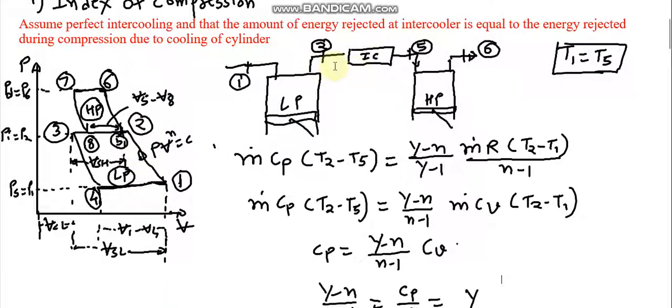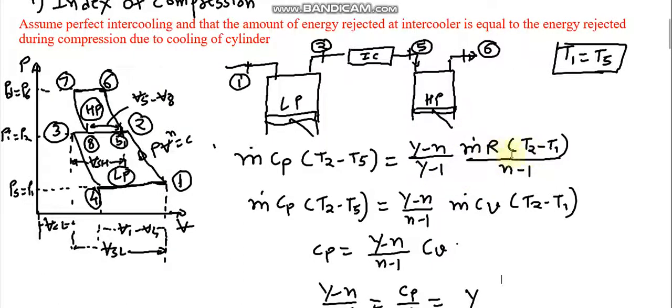So first we find the energy rejected at the intercooler. This is a constant pressure process, so we can write m dot into Cp into T2 minus T5. But for perfect intercooling, T1 equal to T5. That is equal to the energy rejected during the compression process 1 to 2. So we can write (gamma minus n) upon (gamma minus 1) into the work done for the compression process. This is the formula for energy rejected during the compression process.